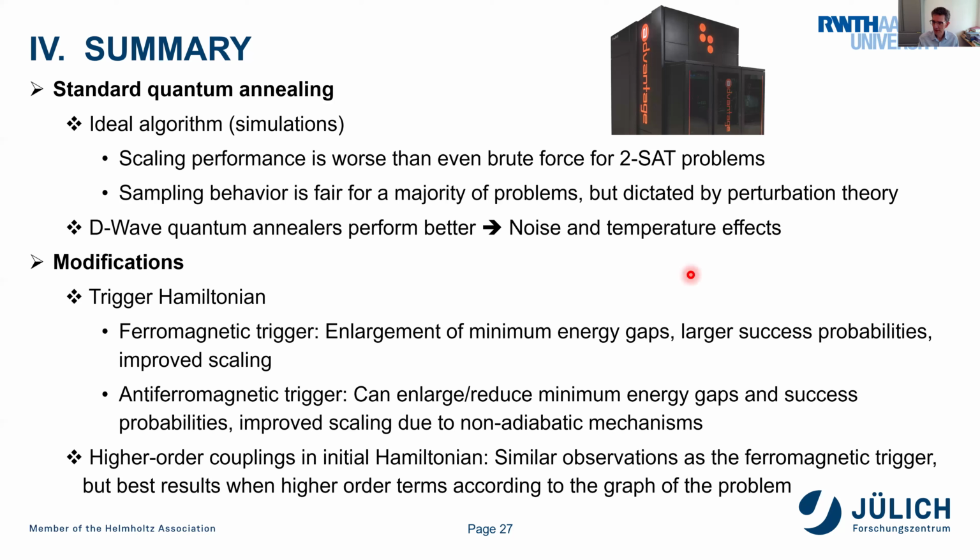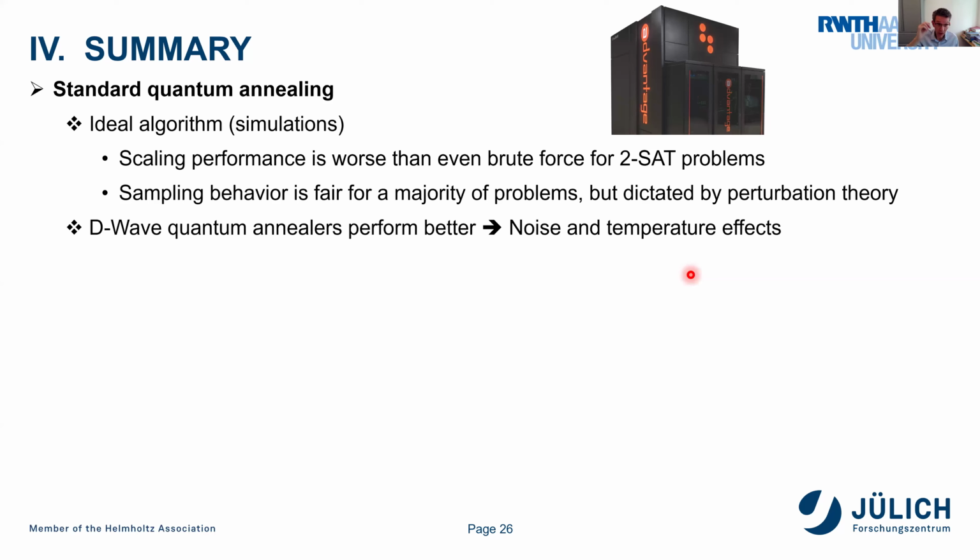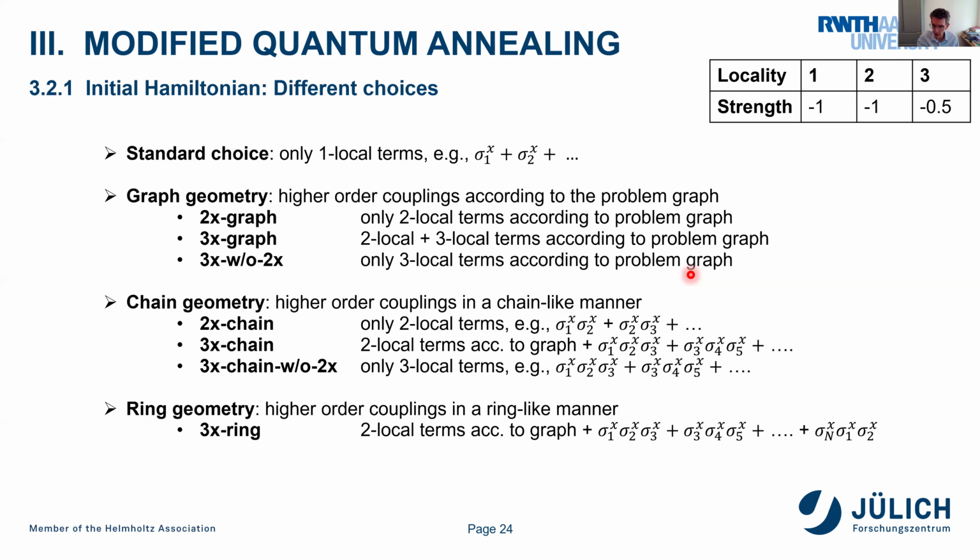Maybe I can start with a question. I just need to understand a little bit more about your 2 or 3 local initial Hamiltonians that you spoke about towards the end. So this is always XX or XXX. Yes, I see that. Yes.